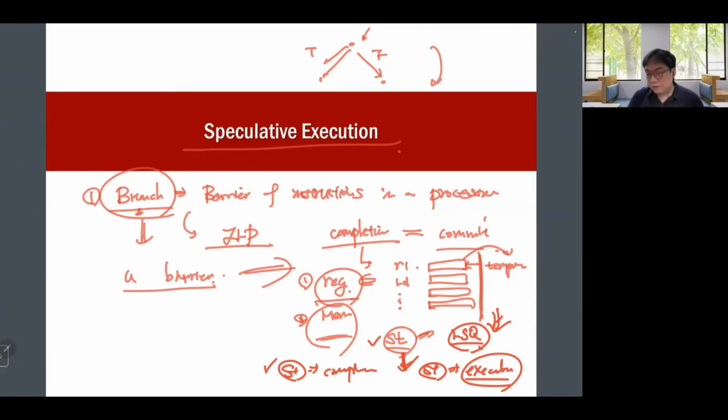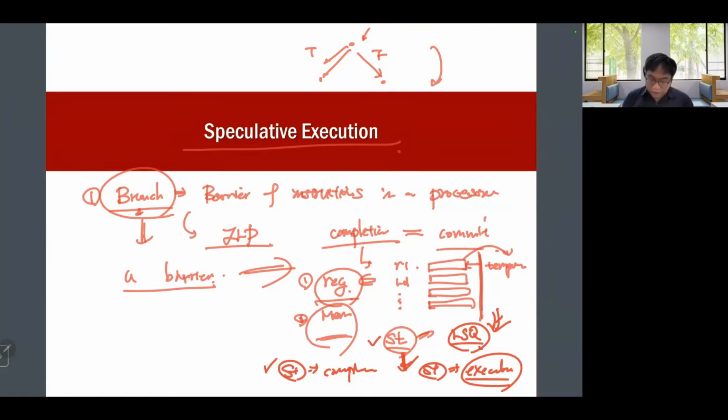By doing this, we can divide the completion of an instruction and the commit of an instruction. But only for the store instruction, when the store instruction is completed, the memory is updated. So we need to avoid this case. Which means that the store instruction is completed only if the branch instruction is resolved. That is the main approach of speculative execution.